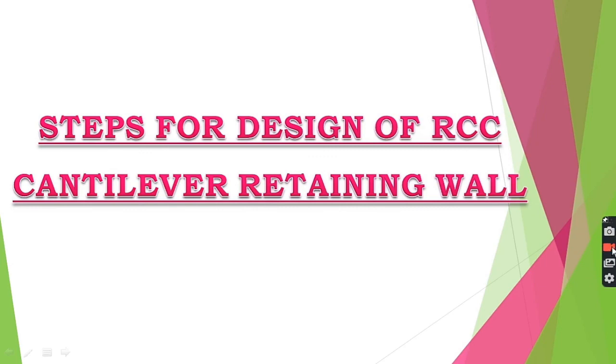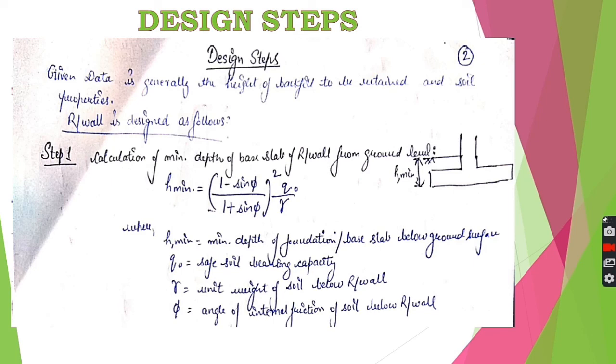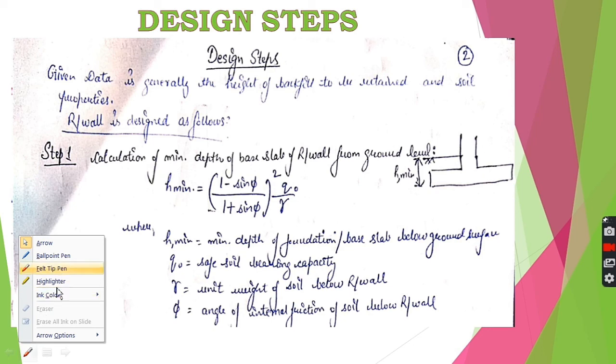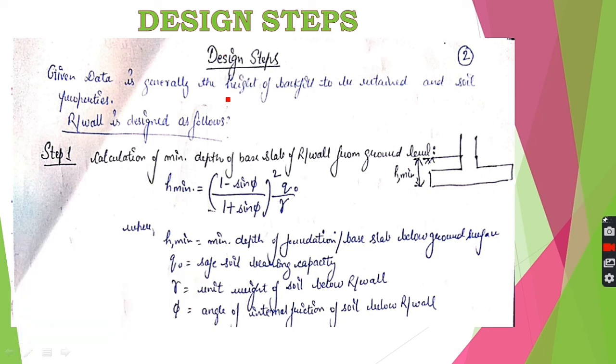Now we will be studying first the steps for design of retaining wall, and then we will be solving a problem of the same. So whenever you have to design a retaining wall, the one thing which has to be given to you and which you must know before is the height of the backfill which the retaining wall has to retain, and the properties of the soil which we have to retain. So these two are very important things, that is the height of backfill and the backfill soil properties.